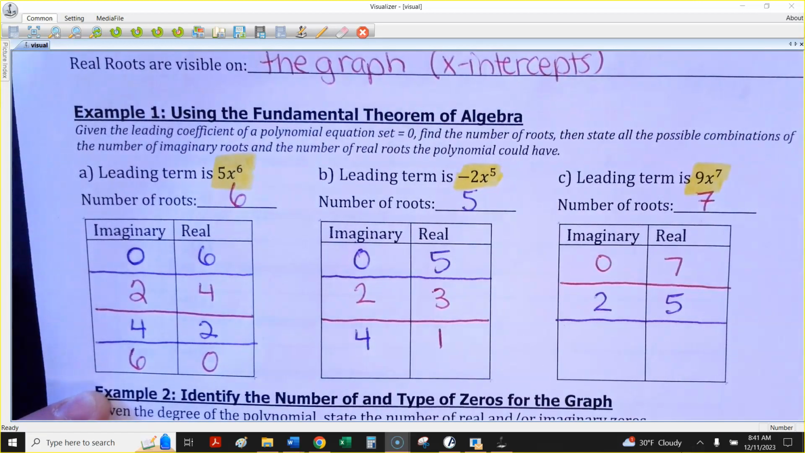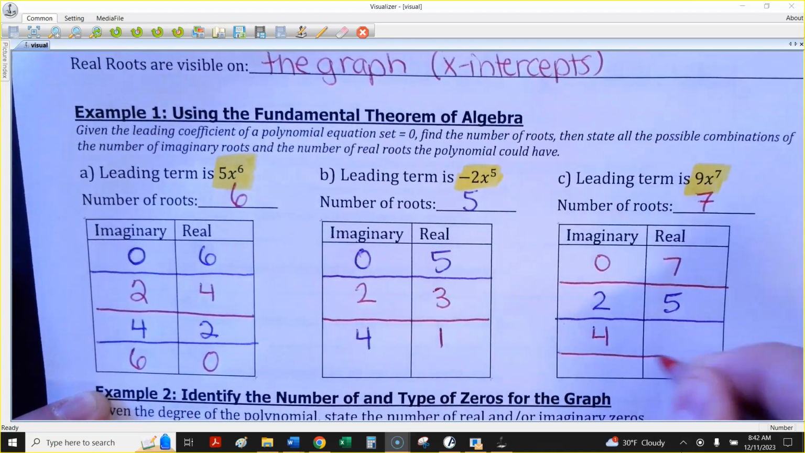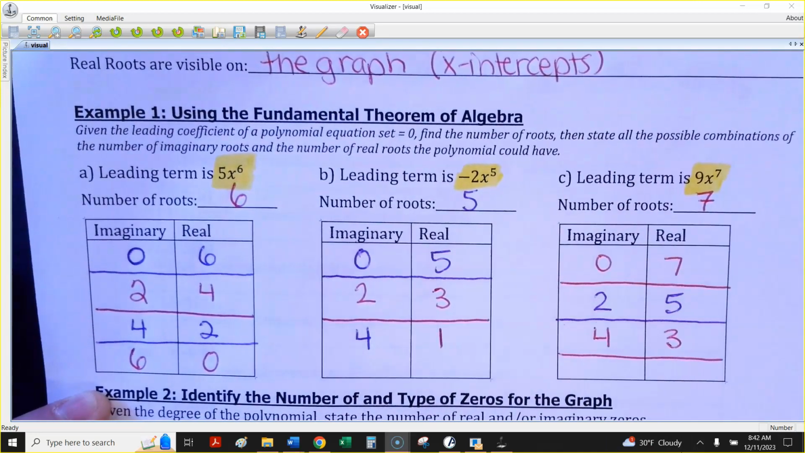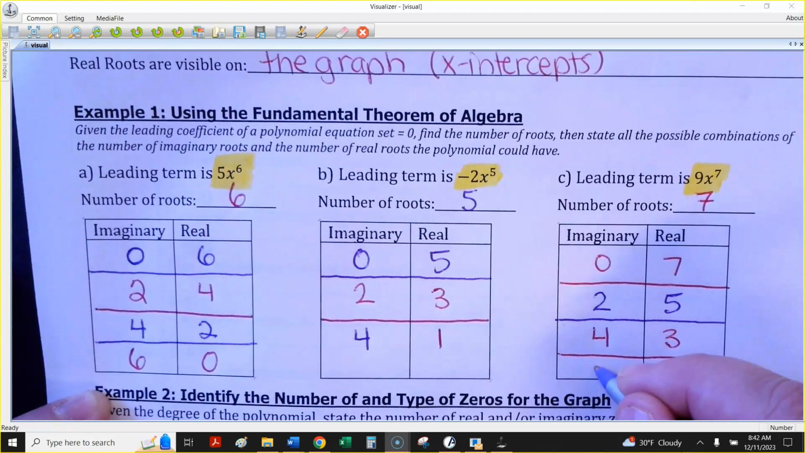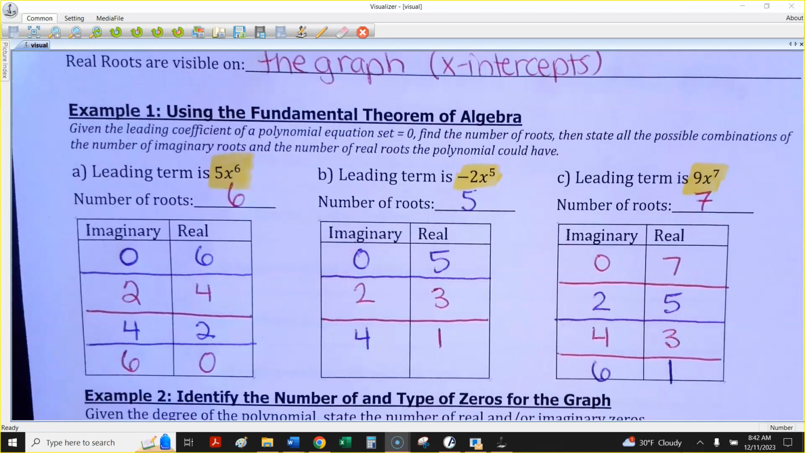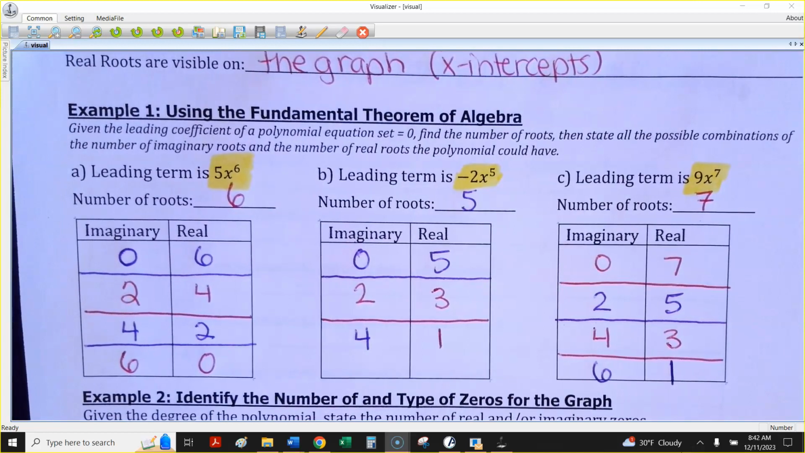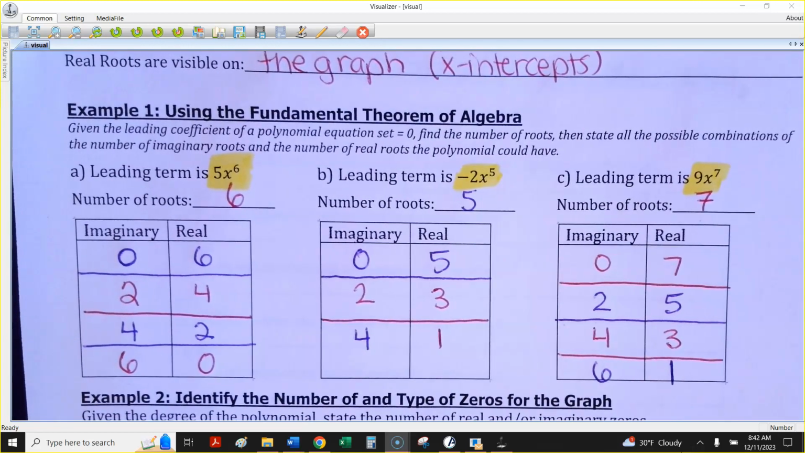And then I'm going to use the next even number, which would be 4, and then we'd have to have 3 real. The next even number is 6, and then I would have 1 real. And the next even number would be 8, and that would be too many. So those are all the possible combinations if I have a 7th degree.